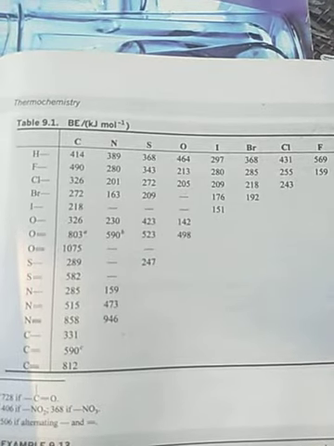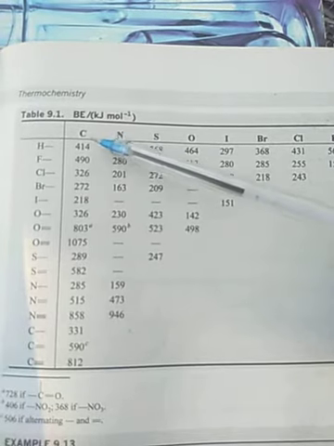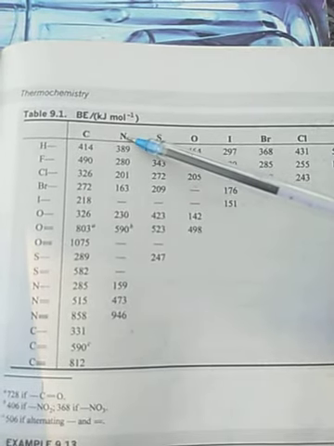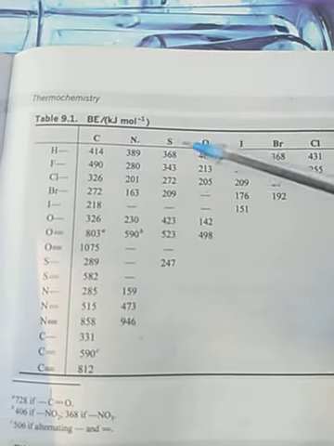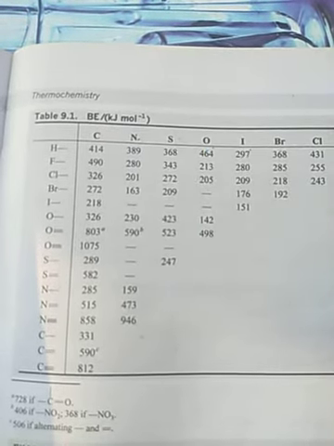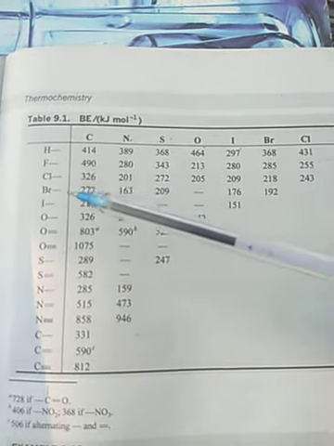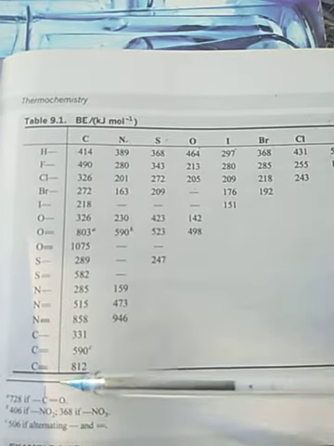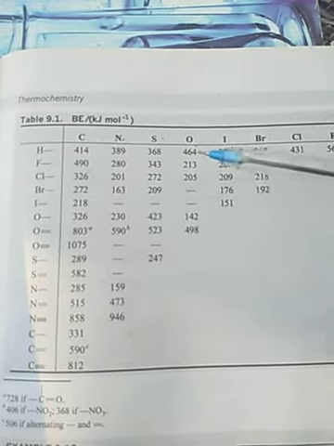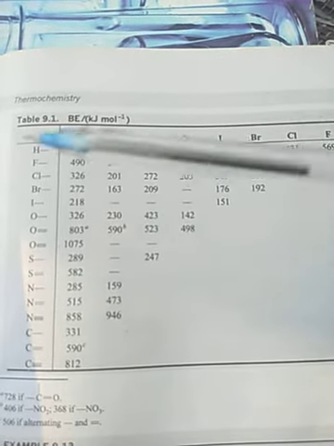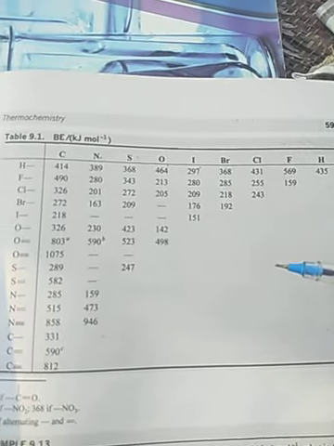Now see here the bond energies of carbon, nitrogen, sulfur, hydrogen, oxygen. These are the bond energies, bond enthalpies. See here all the carbon with respect to all the hydrogens, now sulfur with respect to these atoms, oxygen with respect to these atoms, and boron with these atoms. These values are very, very important for the calculation.